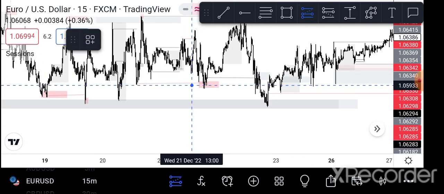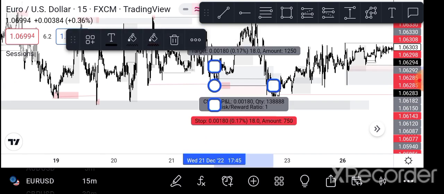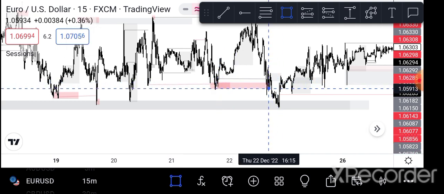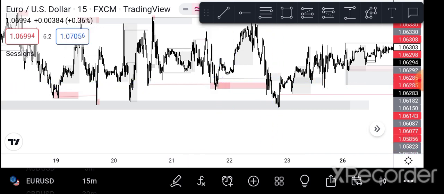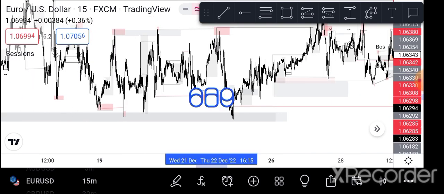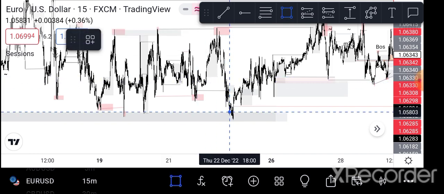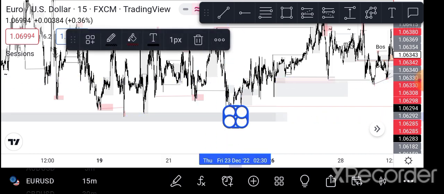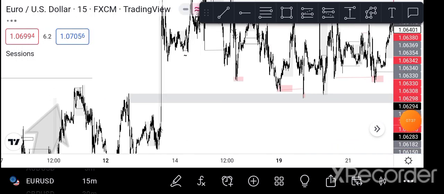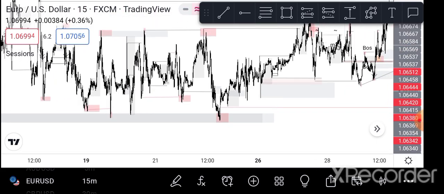Now that price broke this demand, our perspective has changed again. Why? Because now what do we see? We now have a new lower low. But you can see that price is still respecting our exchange point, our exchange zone.